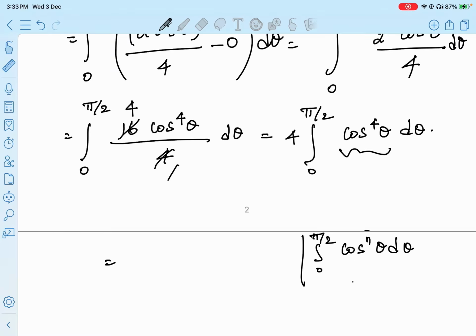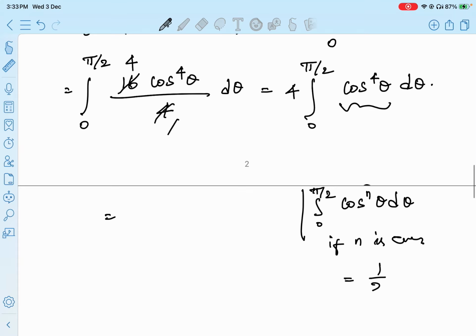For this n, if it is a cos or sine, the same condition applies. If n is even, then we have to write 1 by 2 into pi by 2. This is the standard integration for cos power even theta. When n is even, we have to use this for cos and sine.